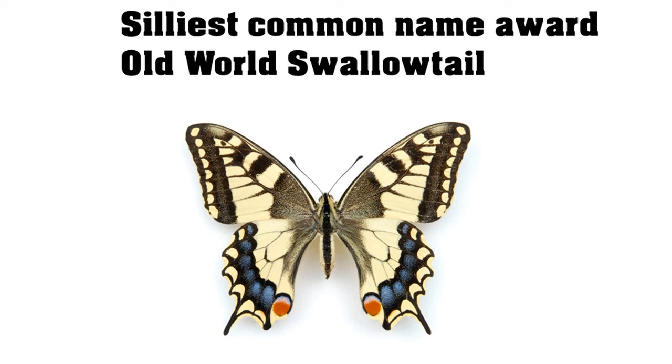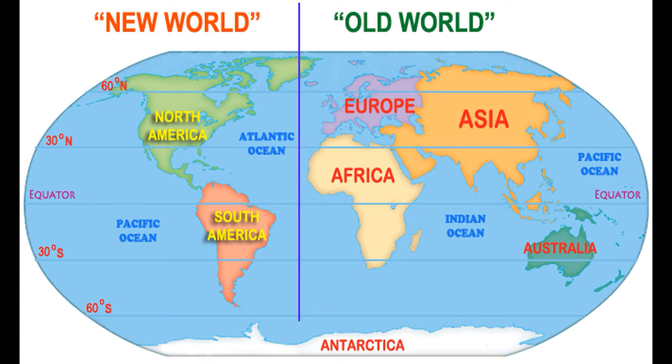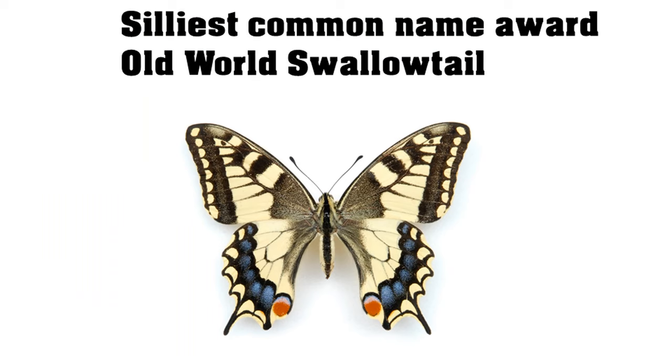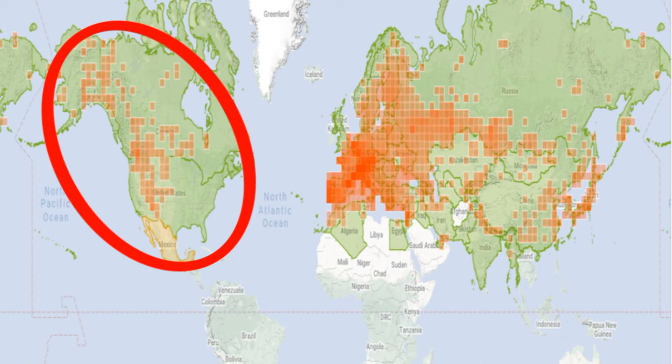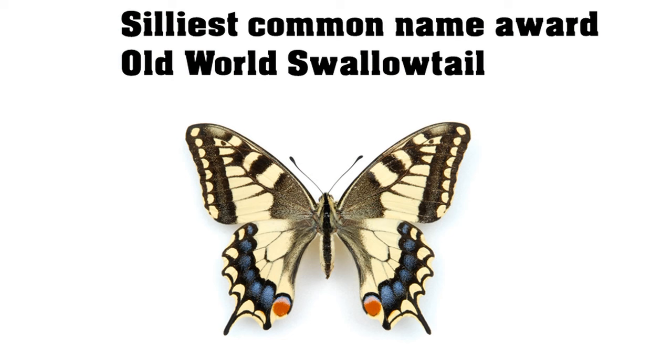The common name of this species is a little bit silly. It's called the Old World Swallowtail. Now, the Old World is a term for Afro-Eurasia that originated in Europe around 1596, after Europeans became aware of the existence of the Americas. This name is silly for multiple reasons. First of all, the butterfly is found in the New World. That by default makes the name incorrect. I feel like this species deserves a much better common name going forward.